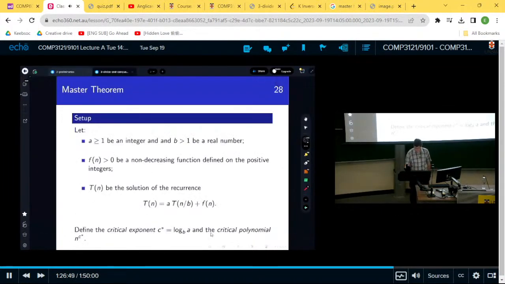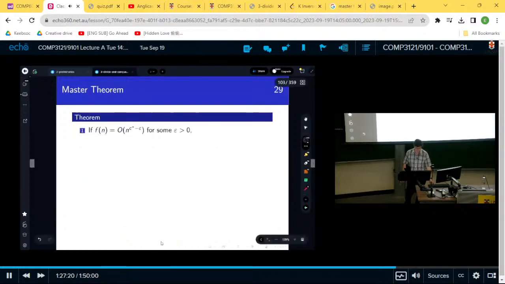And this is exactly our critical polynomial. So c star is log base b of a. n to the power log base b of a was the size of our tree. So n to the power c star is our critical polynomial that corresponds to the size of the recursion tree, up to constant factors. Okay, so that's where this critical exponent comes from.